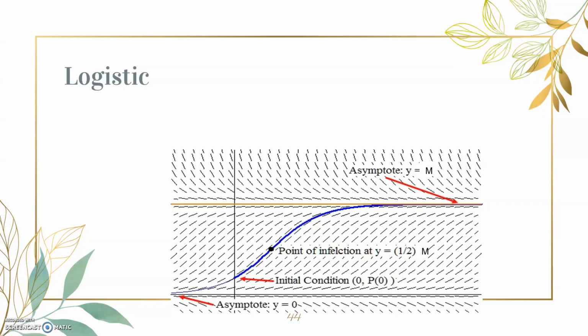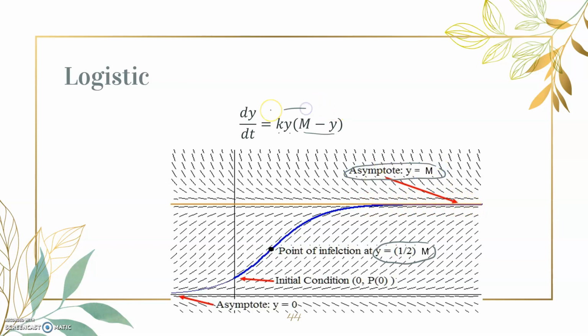And then the other one that you should know is the logistic differential equation. The logistic differential equation has a constant times y, but then also multiplied times the difference between the carrying capacity and y. So your point of inflection is going to be where your growth rate is the fastest. That's going to happen when you get halfway to the carrying capacity. The carrying capacity is a horizontal asymptote.